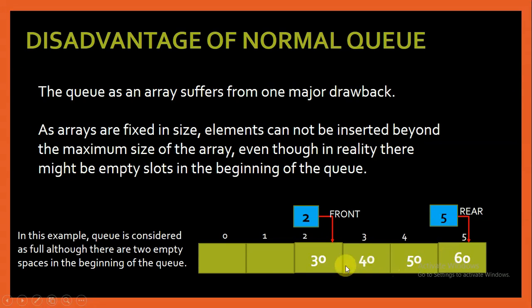So this is one of the major drawbacks of normal queue. Although there are empty slots in the beginning, the queue is considered full when rear reaches max minus 1. So this is the disadvantage which will be recovered with the help of circular queue.